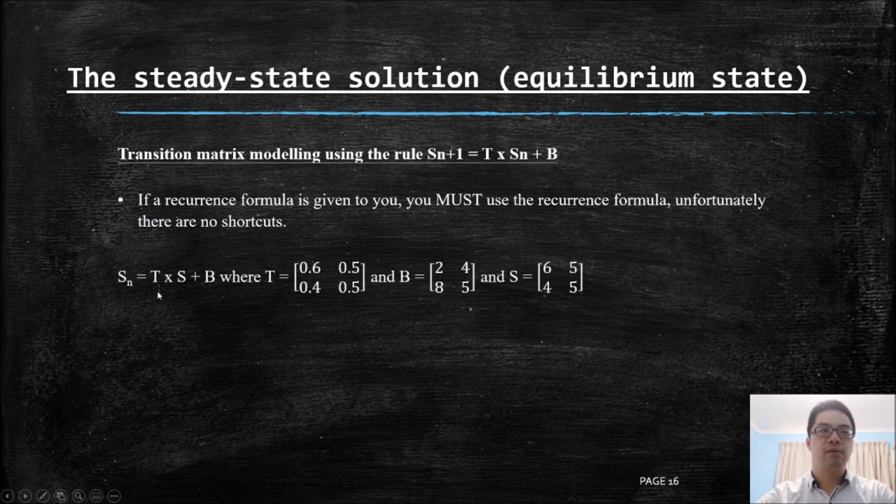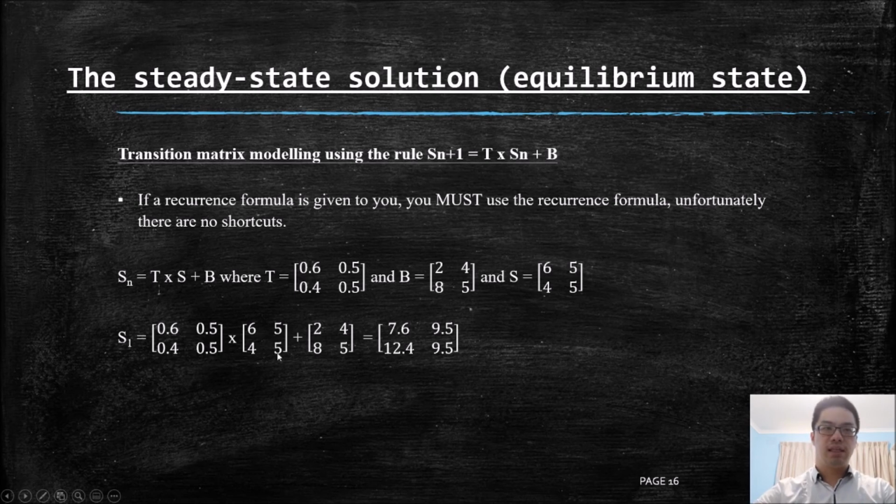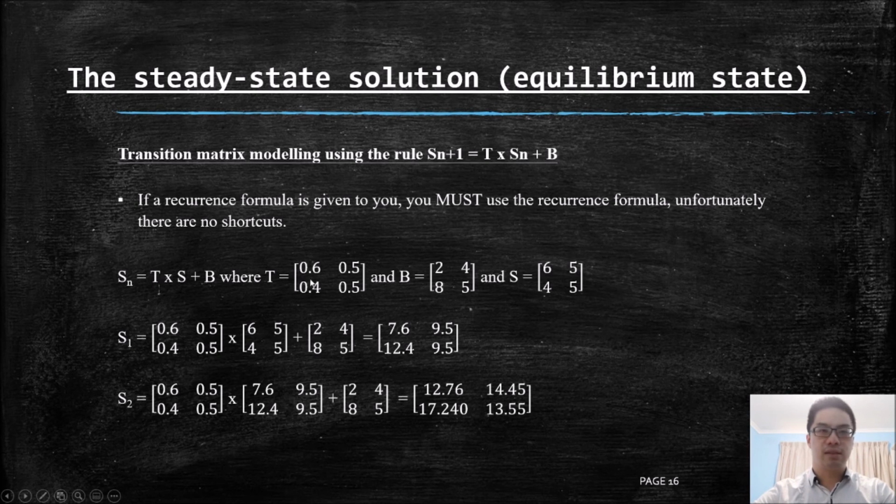So for example, if I've got a recurrence relation here, Sn equals T times S plus B, where my transition matrix is that, my B matrix is that, and my S matrix is that. So to work out S1, I will need to put the T, the S, and the B, and I'll get an answer. To get S2, I need to reuse this recurrence relation. So to find S2, I'll have T, which is the transition matrix. I'll have S. Now, if I'm finding S2, it'll be S1. That goes in here. So I need to take the answer from the previous recurrence relation, plug it into here, and then continue on from there. So plus matrix B, which is that one there, and I'll end up with this answer here to decimal places. So just keep in mind, it's very important, if a recurrence formula is given to you, you must use it.